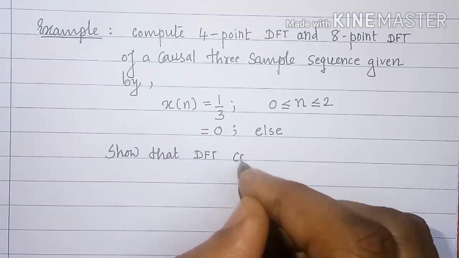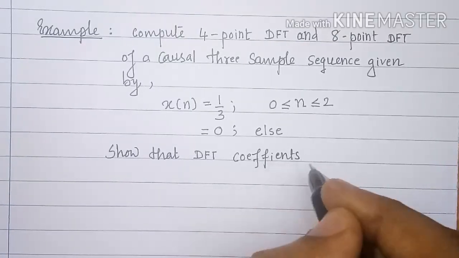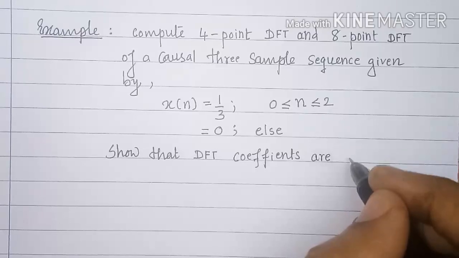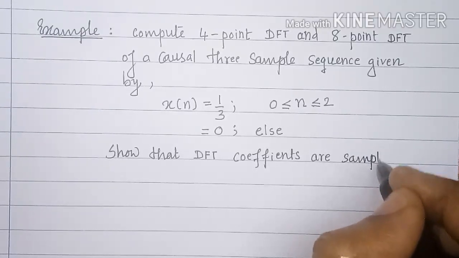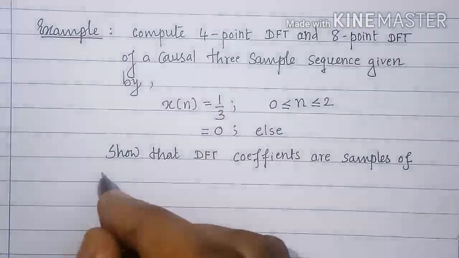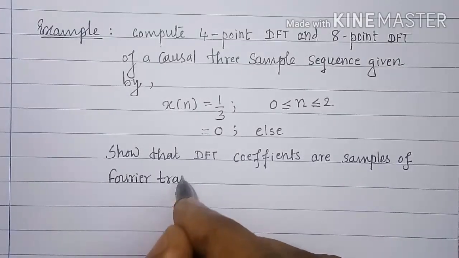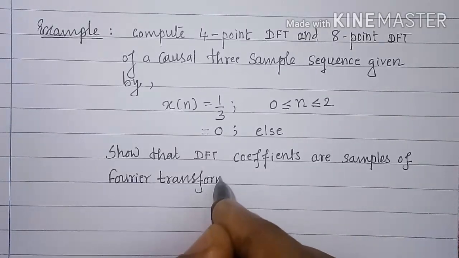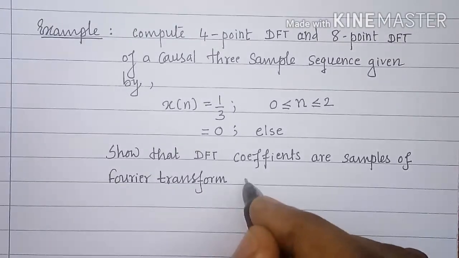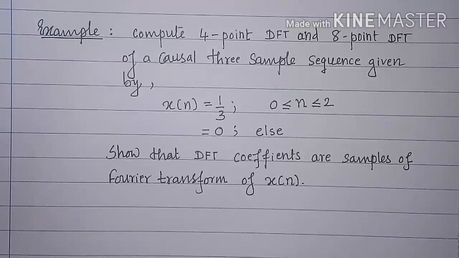So that DFT coefficients are samples of Fourier transform of x of n.